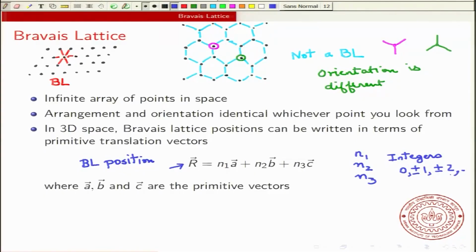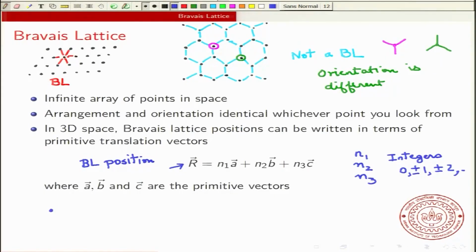Now, you can write any lattice position in terms of these primitive translation vectors, and you can easily see, suppose you have a simple cubic lattice in 3 dimensions, then you can choose.